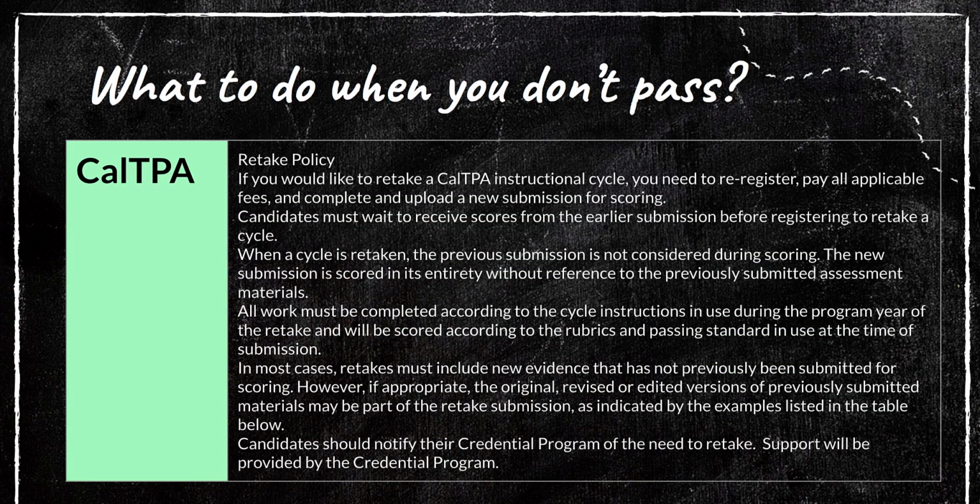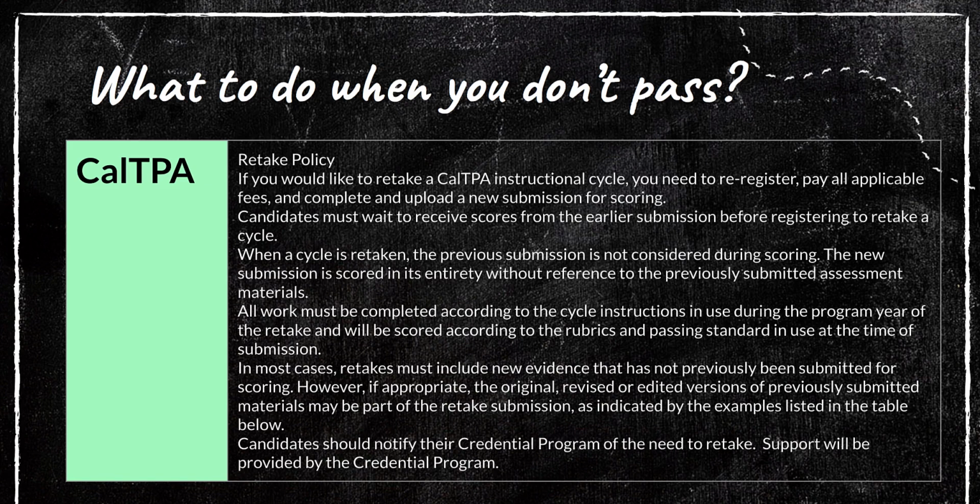So what happens when a candidate doesn't pass? For the CalTPA, the retake policy is if the candidate would like to retake the CalTPA instructional cycle, they would need to re-register, pay all applicable fees, and complete and upload a new submission for scoring. They must wait to receive their scores from the earlier submission before registering to retake a cycle. When a cycle is retaken, the previous submission is not considered during the scoring.